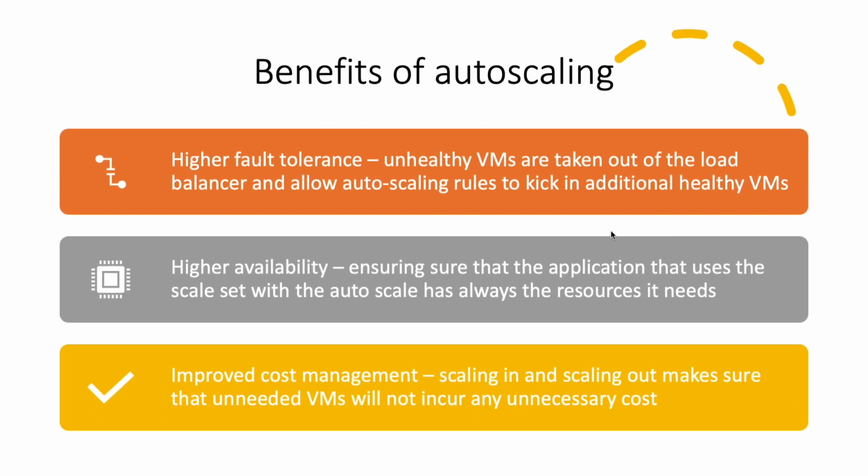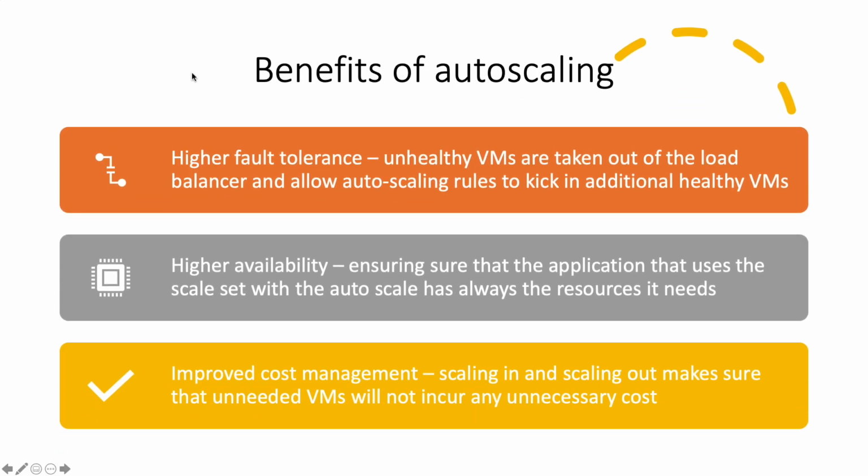All right, so with that, let's quickly read about the benefits of virtual machine scale sets or auto scaling. One is higher fault tolerance. In my previous diagram, as I showed, the VMs scaled out and scaled in dynamically. That's a typical example of fault tolerance, where unhealthy VMs are taken out of the load balancer and auto scaling rules kick in with additional healthy VMs.